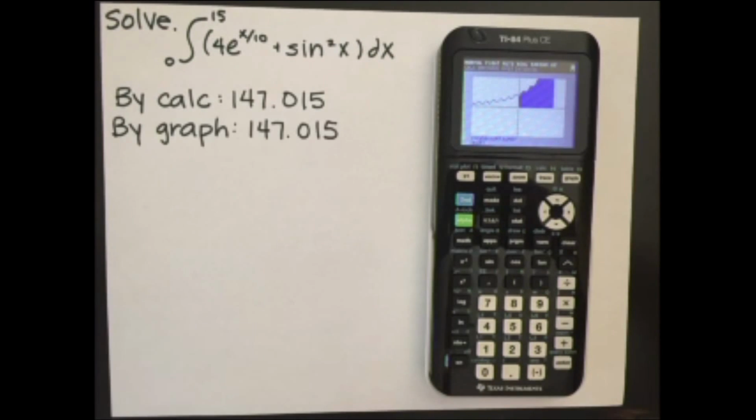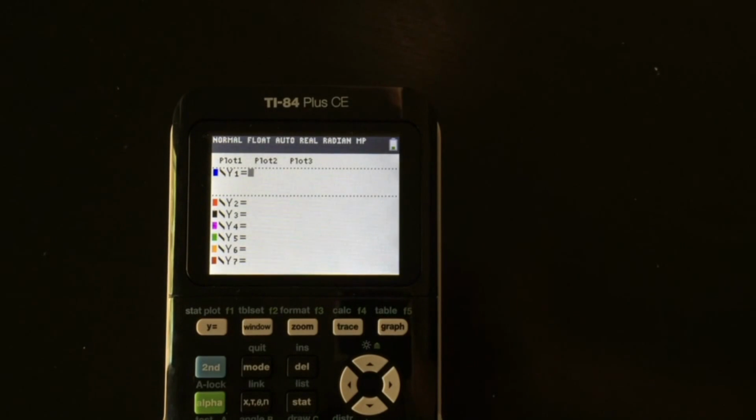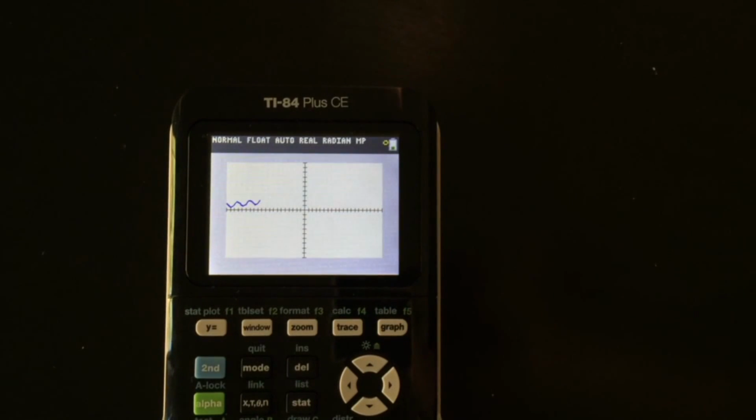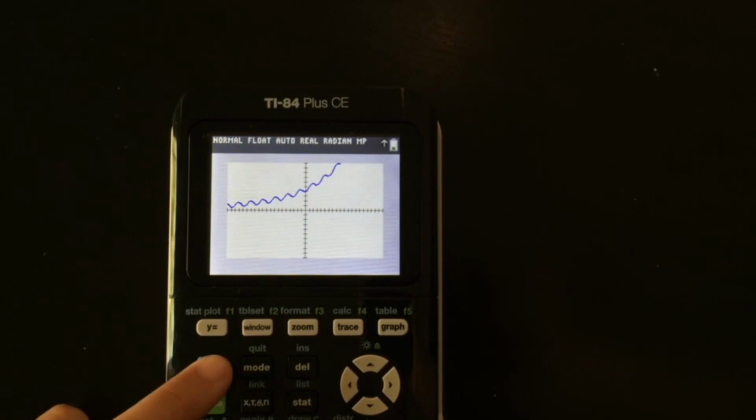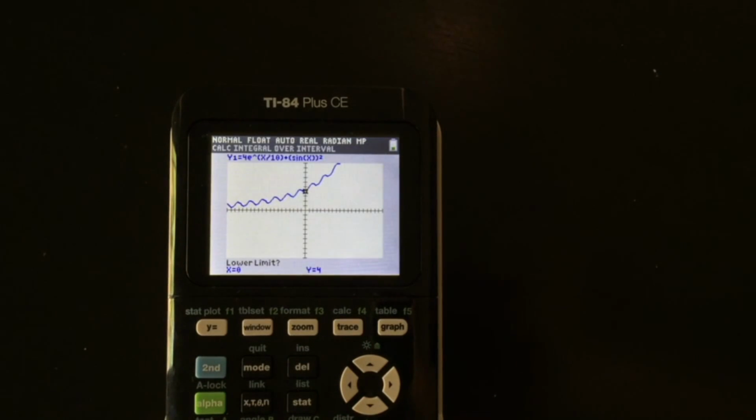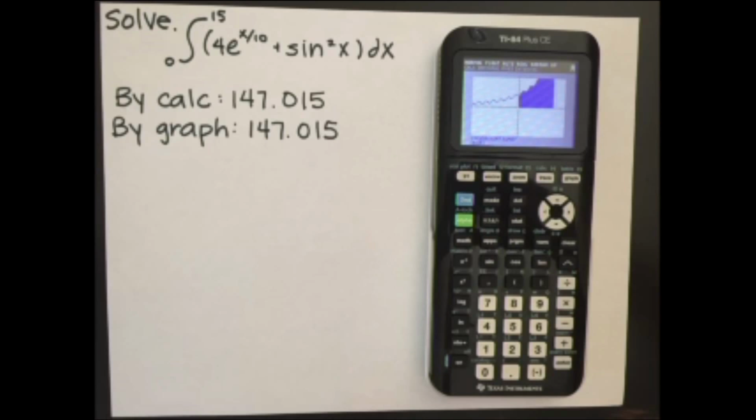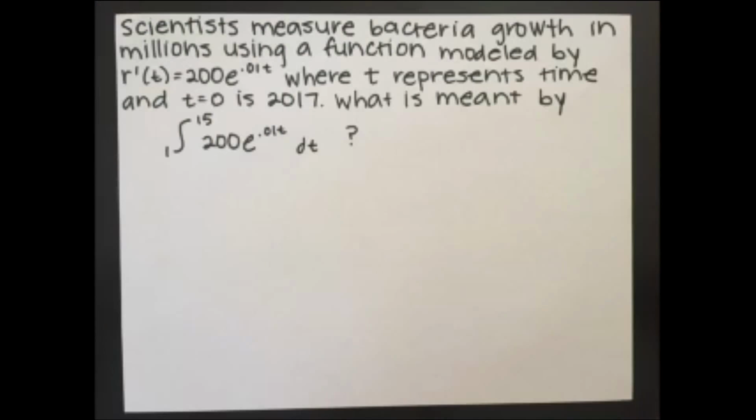Another way to solve this integral is by graphing. You can tell your calculator to set the lower and upper limits and it will calculate the area under the curve. Go to y equals and enter your equation, then graph it. You then press second trace to calculate the area under the curve, and you can set your own boundaries by entering the x values. As you can tell, you get the same answer.